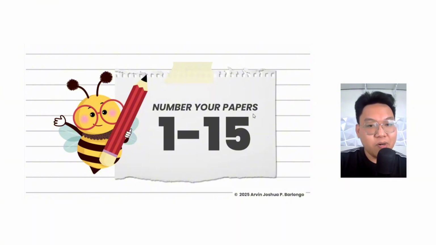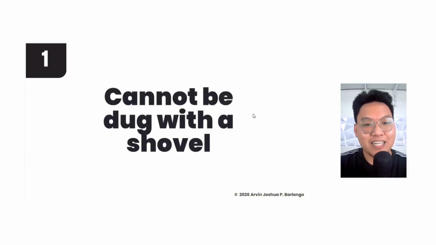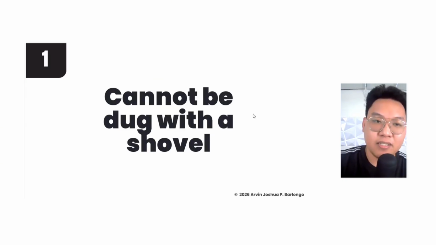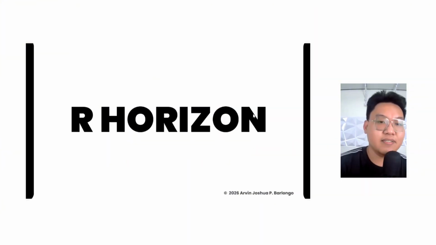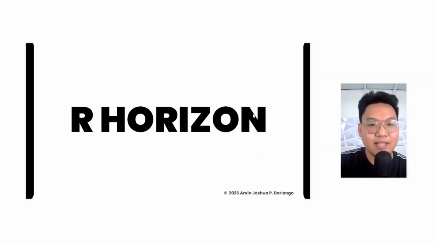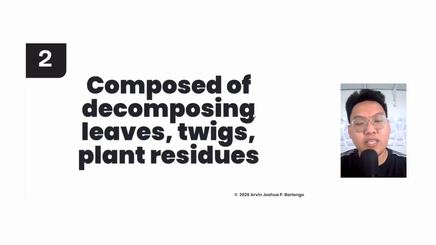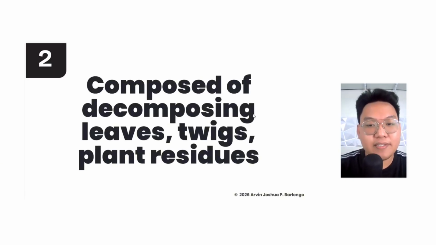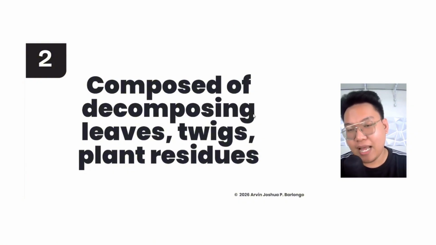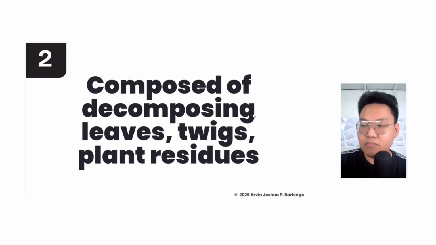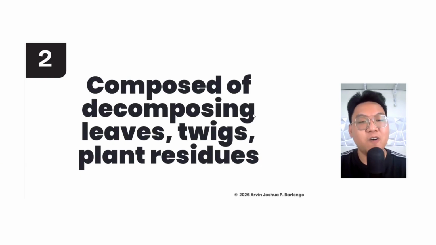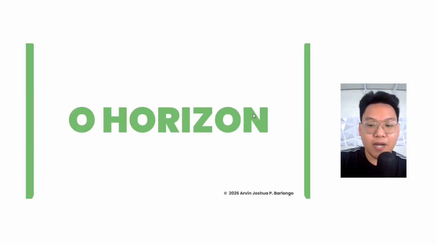Okay. Number 1. Cannot be dug with a shovel. Ano kayang horizon iyan? The answer is R horizon. Next. Number 2, composed of decomposing leaves, twigs, plant residues. Ano kayang horizon iyan? The answer is O horizon. I hope tama kayo doon.